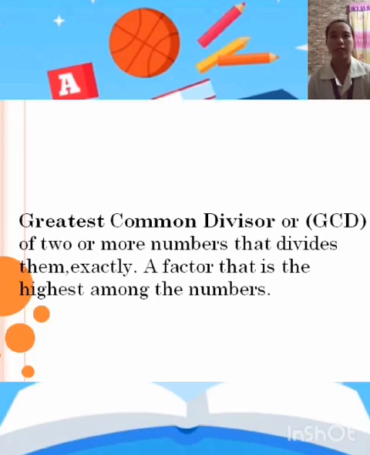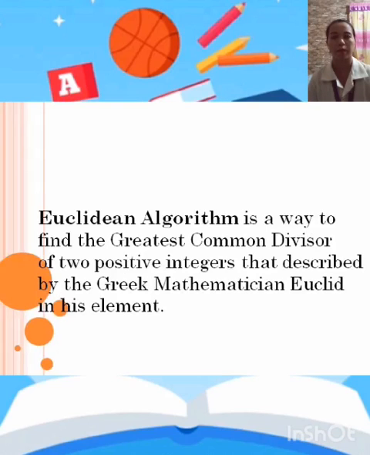Now, I will discuss the greatest common divisor. The greatest common divisor, or GCD, of two or more numbers is the factor that divides them exactly, the highest among the numbers. Let's see how to find the greatest common divisor by using the Euclidean algorithm.